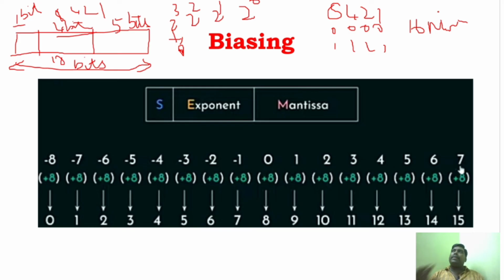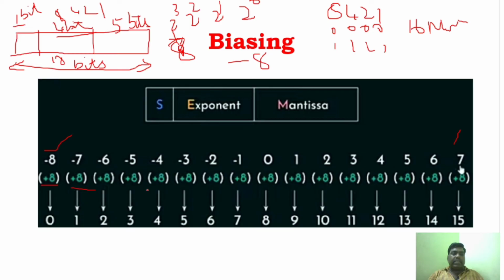In order to represent negative values, I'll take a specific range. I am taking only a 4-bit representation, so I'm taking -8 till 7. You can see here -8, -7, -6, -5, -4, -3, -2, -1 till 7. And now I'm going to add a bias value, in the sense plus 8. We are taking a 4-bit number, so I'm doing a plus 8.